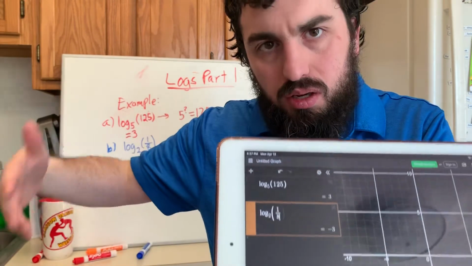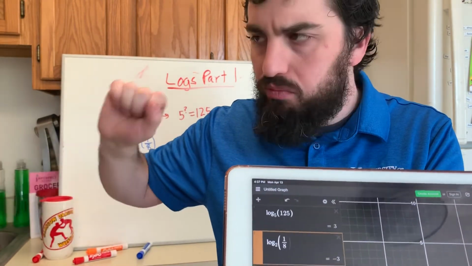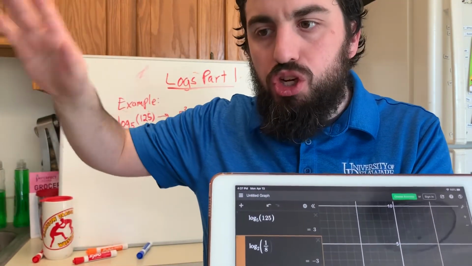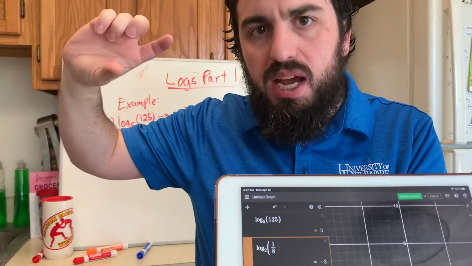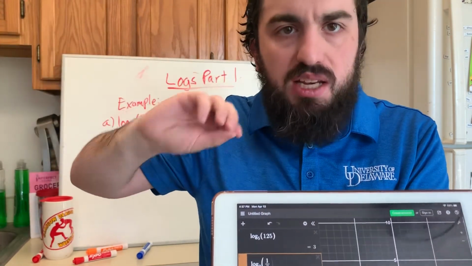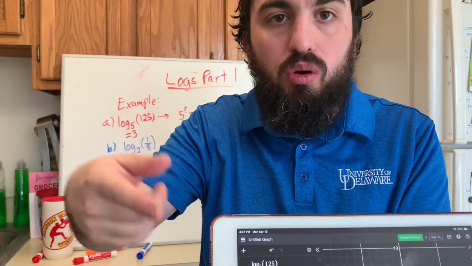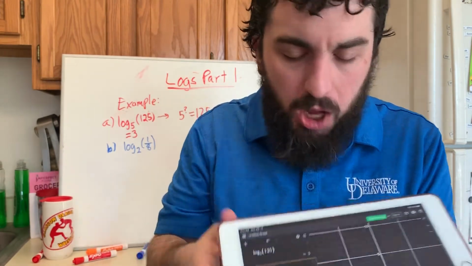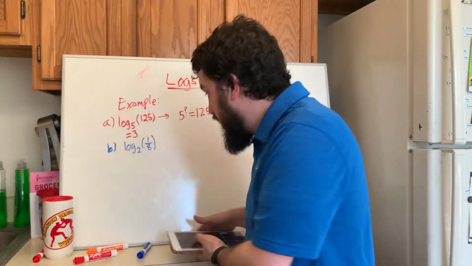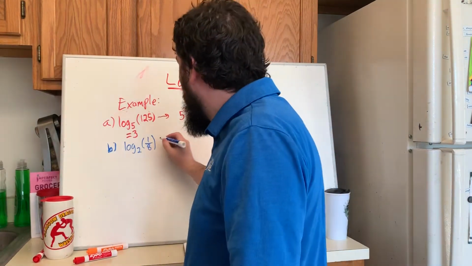Now, like I said, the math behind that one, hey, 2 cubed is 8. Since it's 1/8, if I make that exponent negative, it takes the reciprocal of that number. So that's why the answer here is -3.